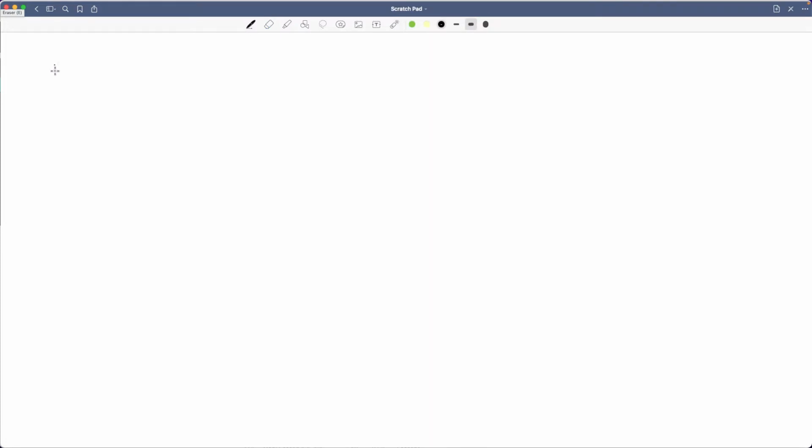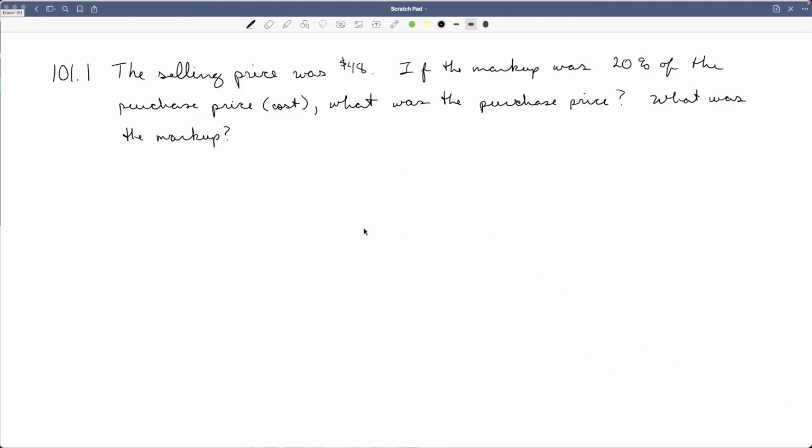Let's do 101.1. All right, I'm going to write it up here for us. The selling price was $48. If the markup was 20% of the purchase price, or the cost, what was the purchase price? What was the markup? So first, let's write out our formula. We have the selling price is equal to the cost plus the markup. So if we substitute in the selling price, $48 is equal to the cost plus the markup.